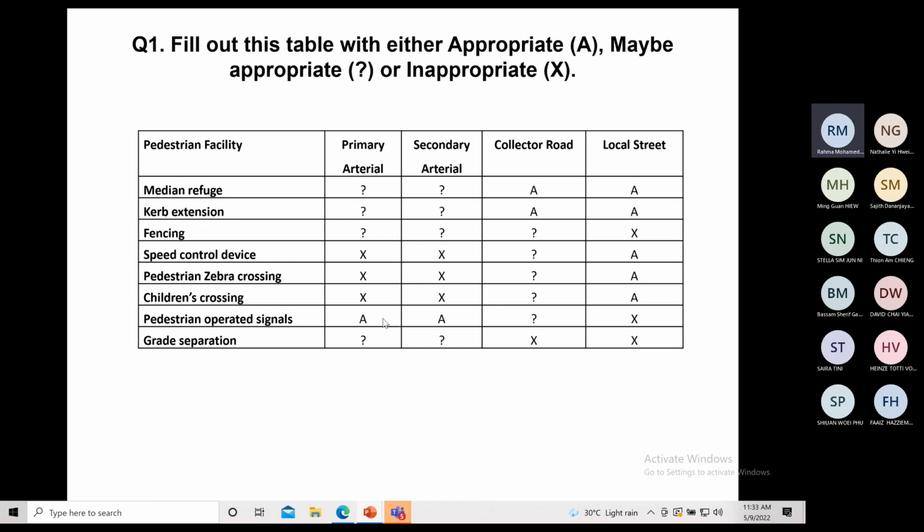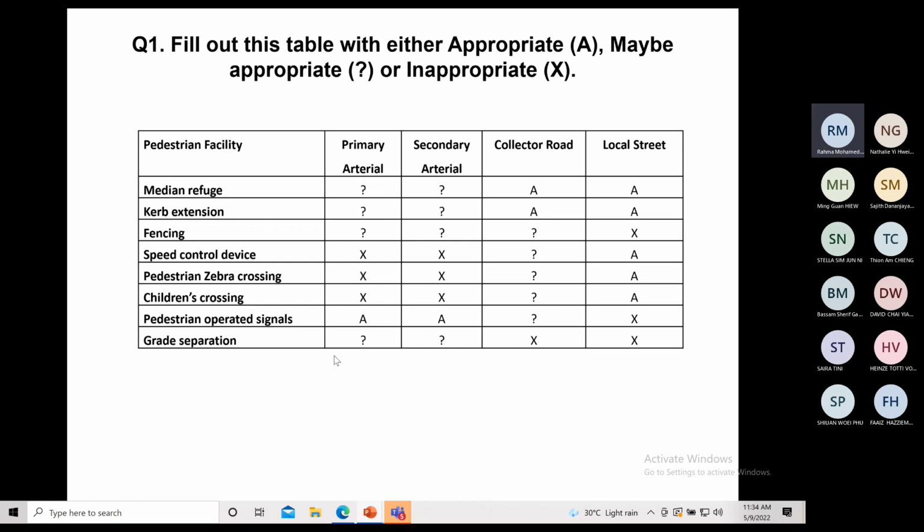And pedestrian operated signals are very appropriate to be installed in arterial roads because they work on the principle that a special green time will be allocated for pedestrians to cross the road. But it's very inappropriate in local street. No need of such advanced signals for just a low volume road like a local street where there is not much traffic. Then grade separation is inappropriate in low volume roads like collector road and local street, but can be applied in arterial road.